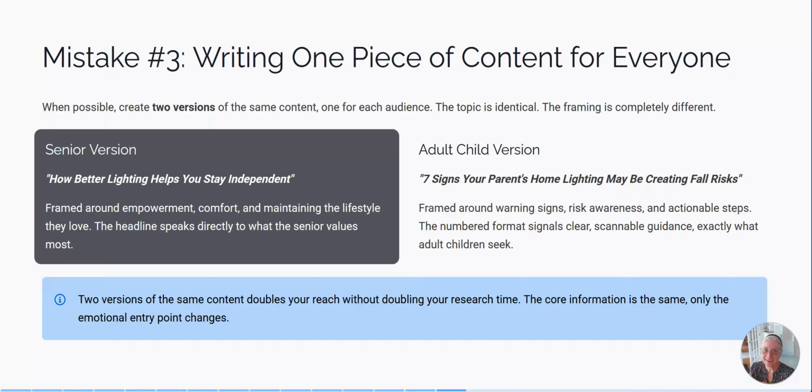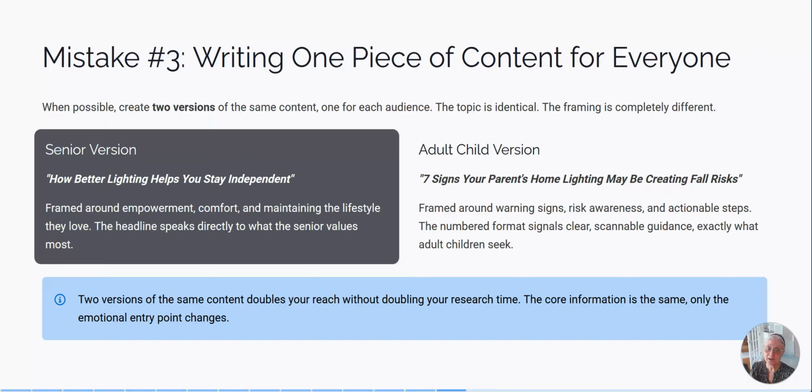As I've said before, you shouldn't always create one piece of content for both audiences. They come from two different perspectives. They're at different stages sometimes. The senior parent may be at stage 1 and the child may be at stage 3. It can be completely different. But for the same topic, you can definitely write multiple pieces of content.